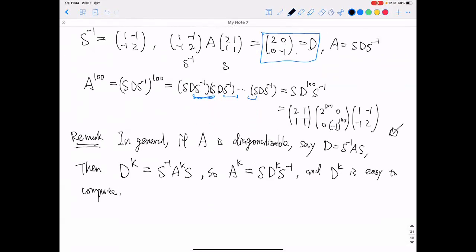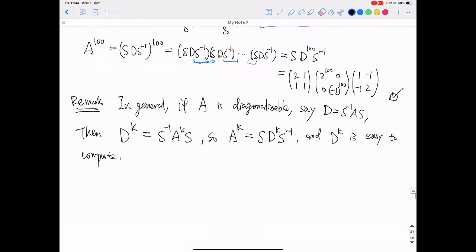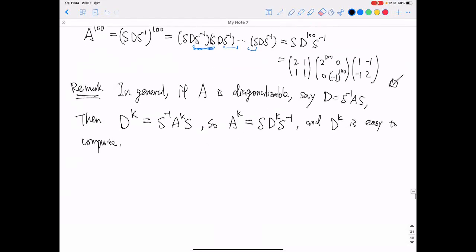Right, so this is at least one use of diagonalization. If you are to compute a power of a matrix, that makes it simple if you diagonalize it first and compute it on the diagonal matrix. Okay, and let's see. So let's do one more example about diagonalization.